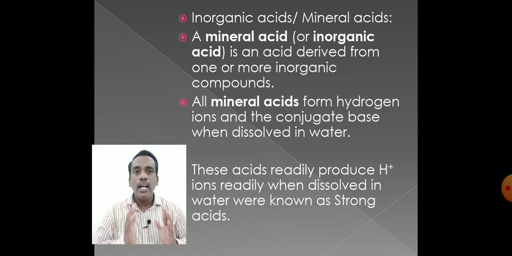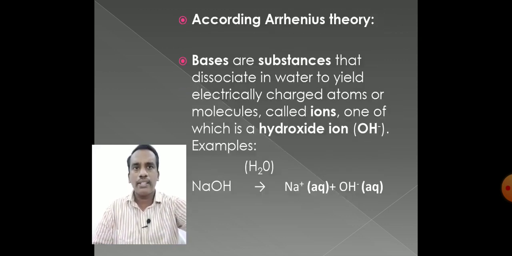What are they called? The strong acids. They have generally an H plus ion and a conjugate base. Means the base is the one that bears a negative charge here. We will be discussing what is meant by a base first of all. Up to now we have discussed what is meant by an acid. What is meant by an acid? The acid is the one that produces H plus ion. But what is meant by a base? Let us see what is meant by a base.